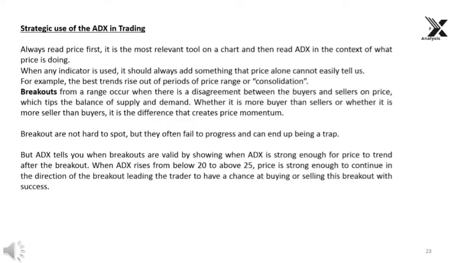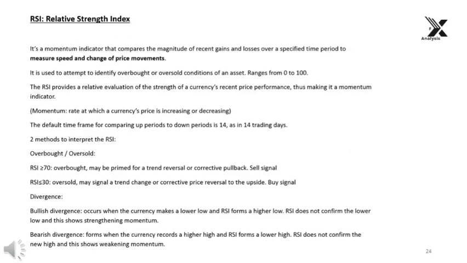RSI, Relative Strength Index. It's a momentum indicator that compares the magnitude of recent gains and losses over a specified time period to measure speed and change of price movements. It is used to attempt to identify overbought or oversold conditions of an asset. Ranges from 0 to 100.